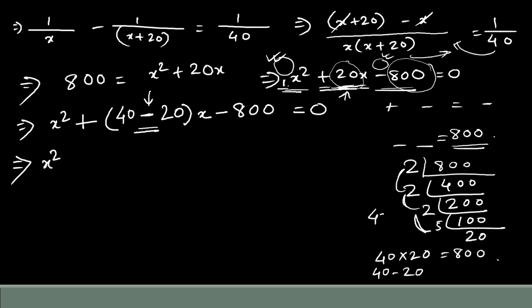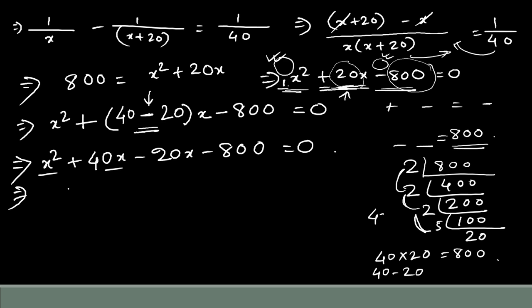So now here you do x square plus 40x minus 20x minus 800 equals 0. From here, what are the common terms? In x square plus 40x, what is common between x square and 40x? x is common, right? So keep x outside. When x is multiplied by x, you get x square, plus 40 multiplied by x gives 40x.